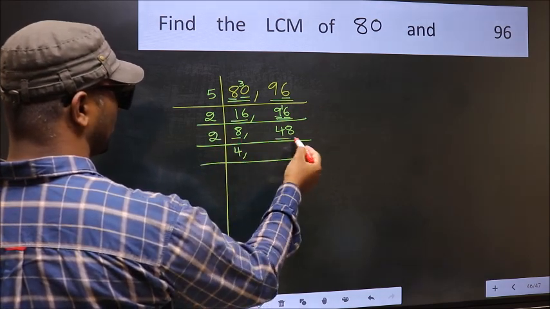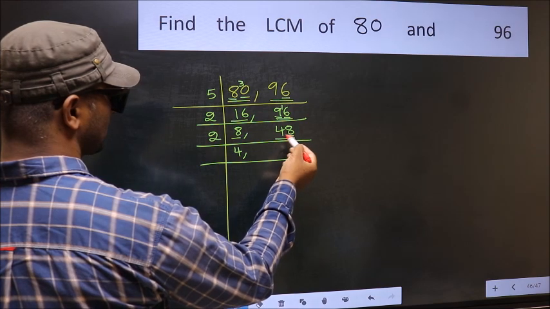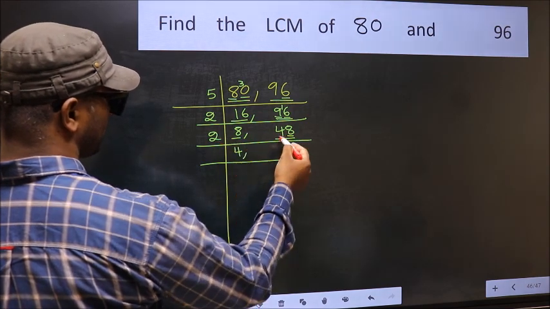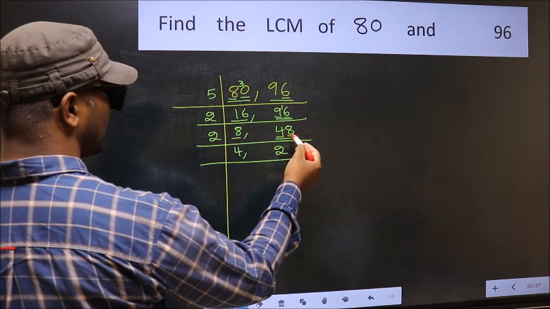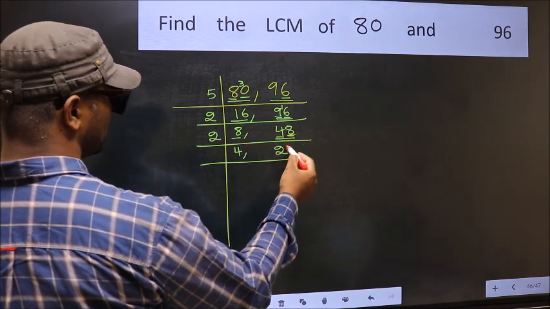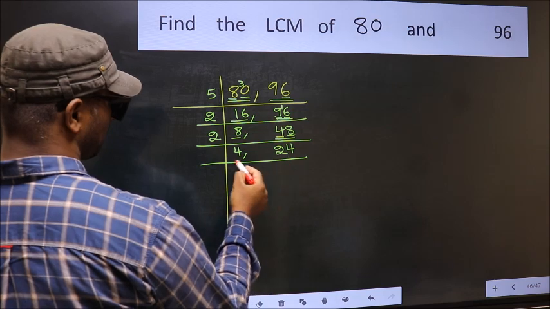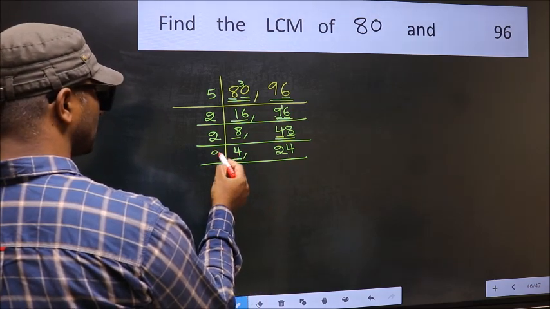Now here we have 8. 8 is 2, 4, 8. The other number 48, last digit 8, even, so this is divisible by 2. First number 4, when do we get 4 in the 2 table? 2 2's 4. The other number 8, when do we get 8 in the 2 table? 2 4's 8. Now here we have 4. 4 is 2 2's 4.